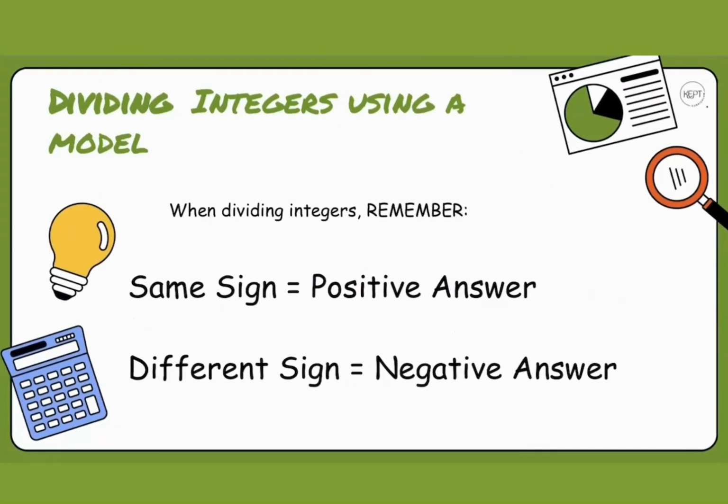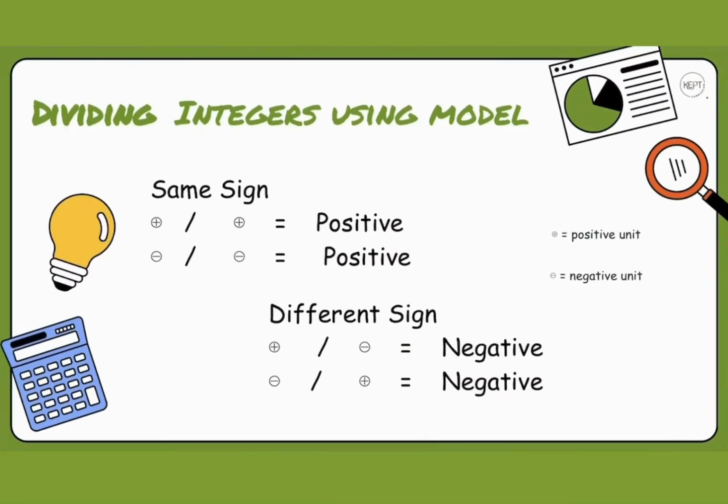Now we're going to start dividing integers using models, and I just want to remind you that as we're using the models, same sign gives us a positive answer and different signs give us a negative answer. So it's really important that you draw the model for the dividend and you separate it into groups based on the divisor. In this lesson, we are going to use these positive tokens to represent a positive, and we're going to use these negative tokens to represent a negative.